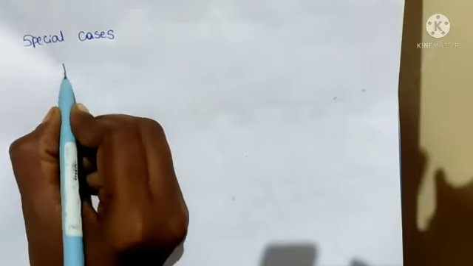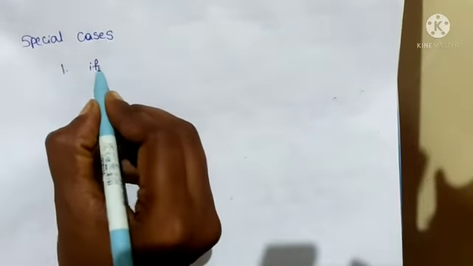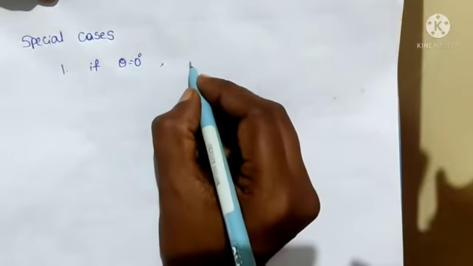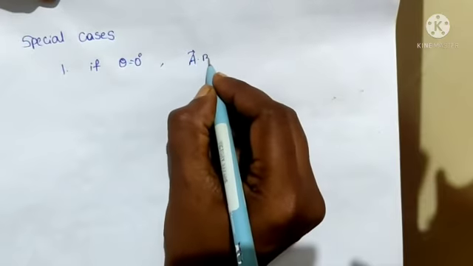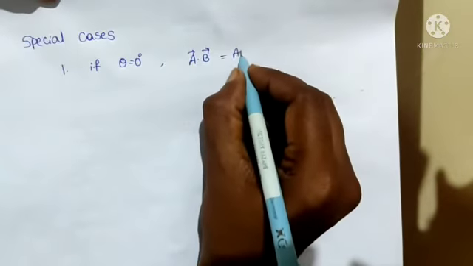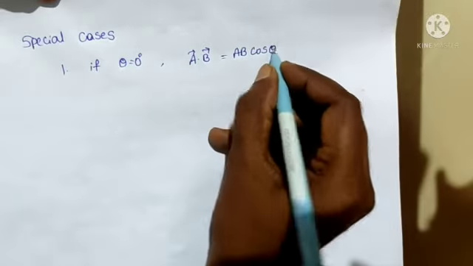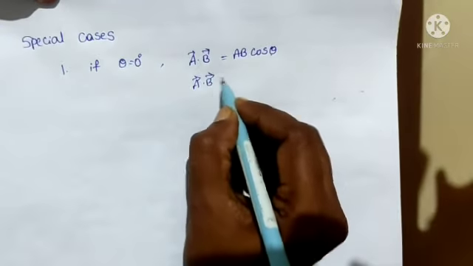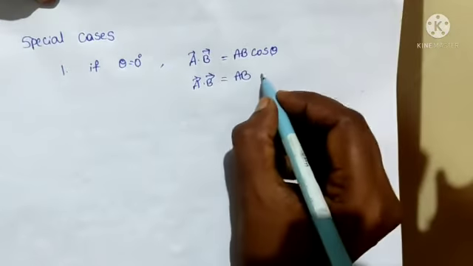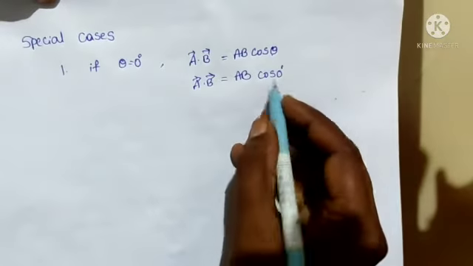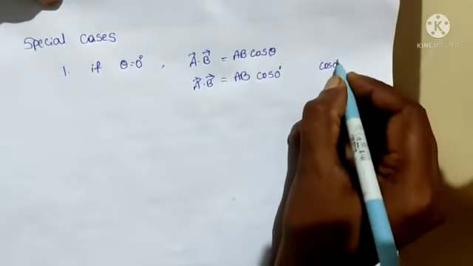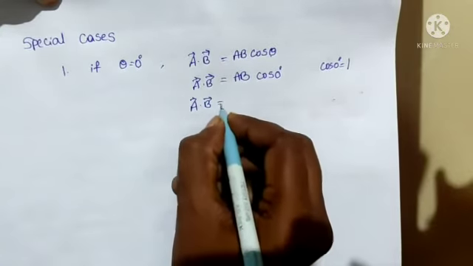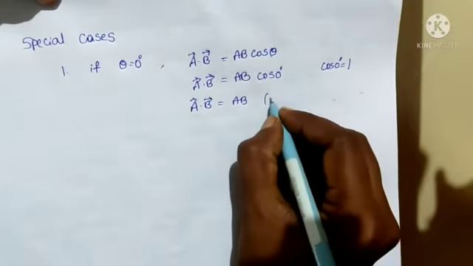Now see the special cases in dot product. First one: if theta equals 0 degrees, then a bar dot b bar equals ab cos theta. Now substitute 0 in place of theta. Then a bar dot b bar equals ab cos 0 degrees. Cos 0 equals 1. Now a bar dot b bar equals ab. This is the maximum value of the dot product.